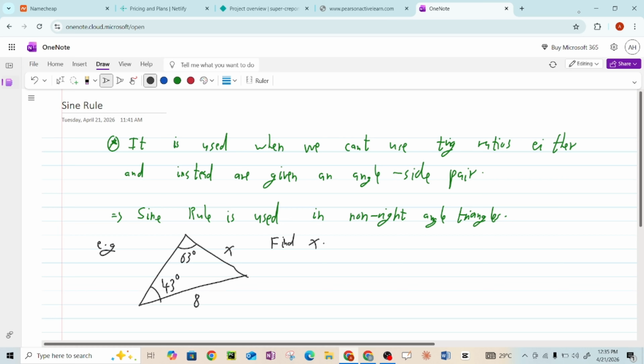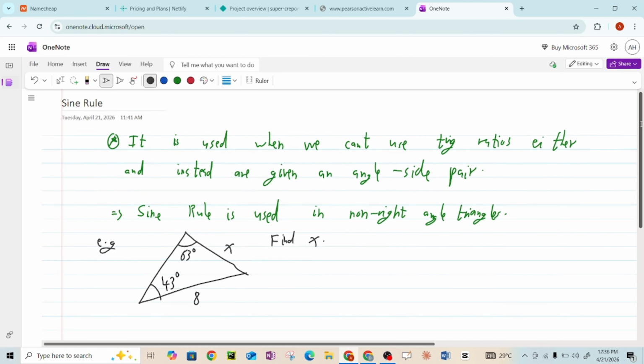Now, to solve a question like this, what do we do? We can't use Pythagoras because we don't know the other side, and the first thing is it's not a right angle triangle to begin with, so we can't use Pythagoras at all. Second thing, we also can't use our trig ratios because it's not a right angle triangle to begin with. So both of those, Pythagoras theorem and trig ratios, have to be used only in right angle triangles. Sine rule is used in non-right angle triangles and when you're given an angle side pair. So two conditions: non-right angle triangle and angle side pair.